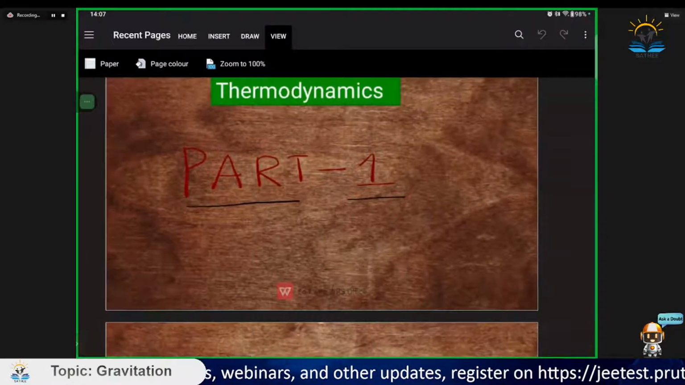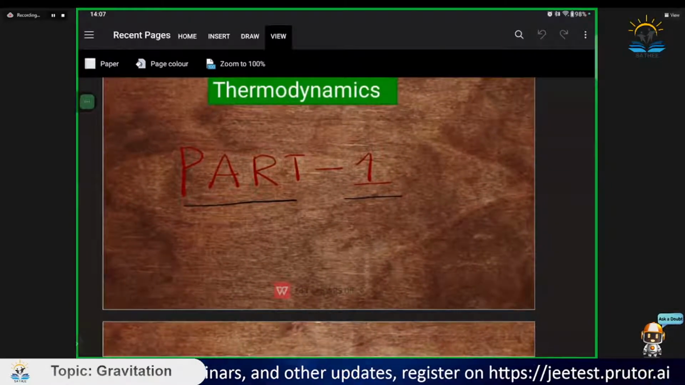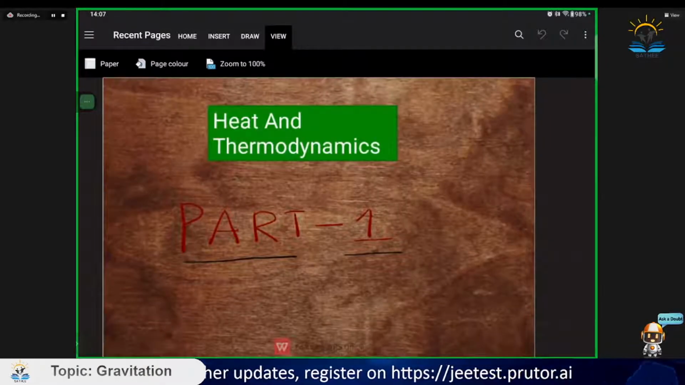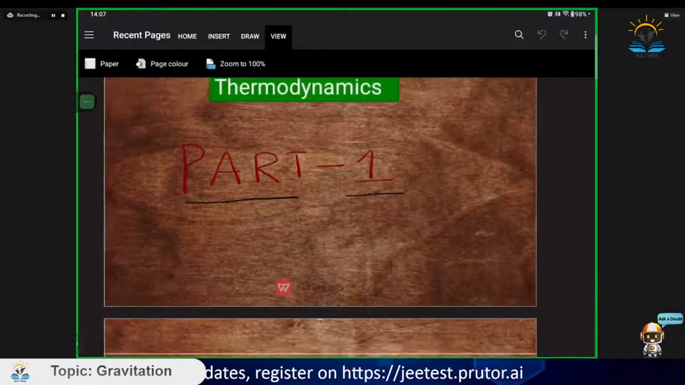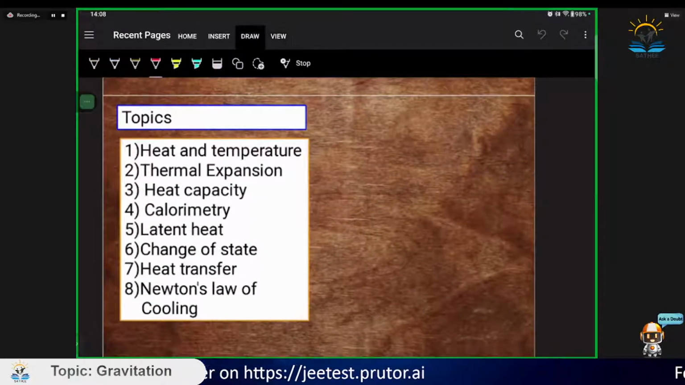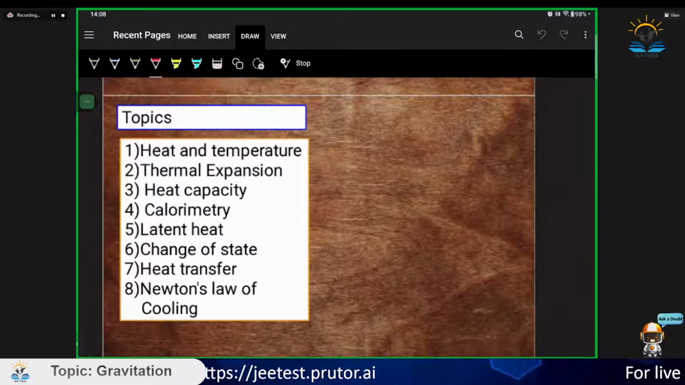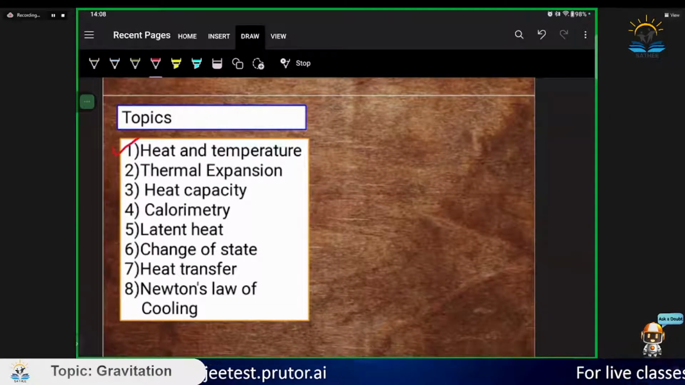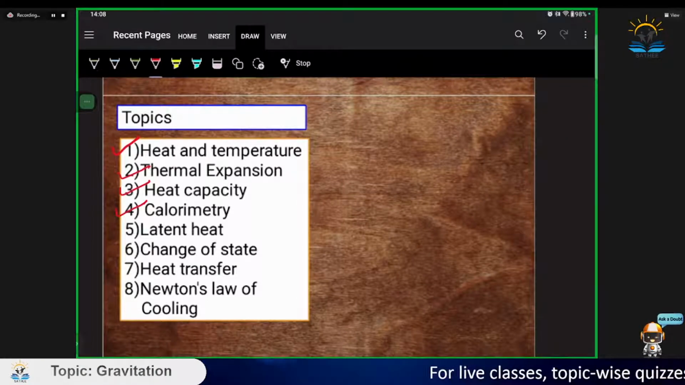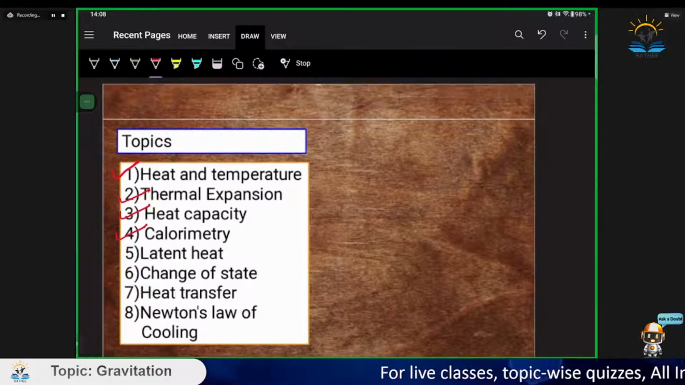Today's topic of discussion is thermodynamics. We are discussing this section in 8 different topics. First is what is heat and temperature, then thermal expansion, heat capacity, calorimetry, latent heat, change of state, heat transfer, and Newton's law of cooling. Okay.